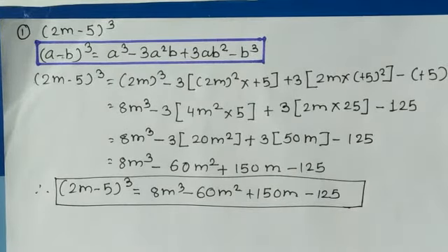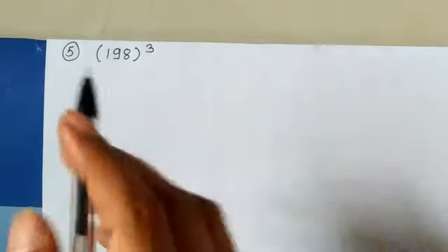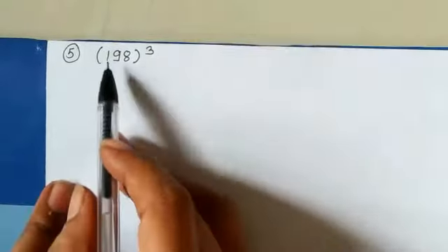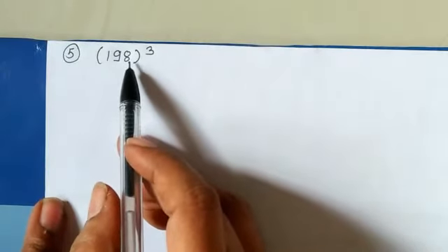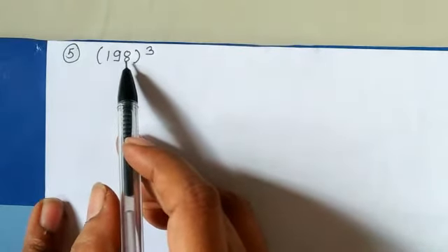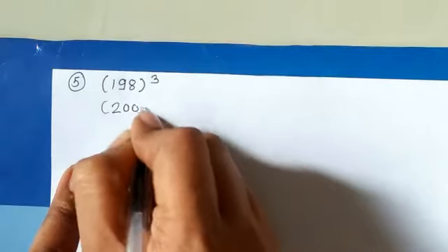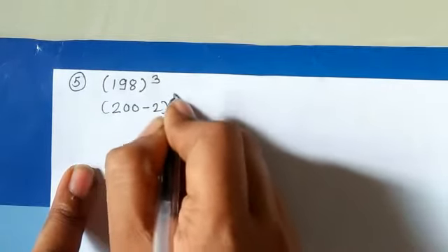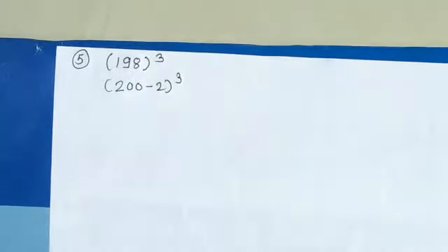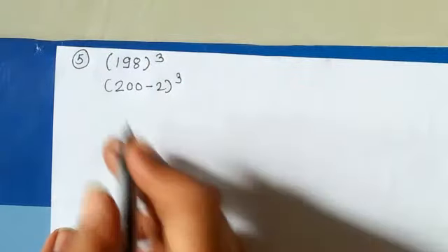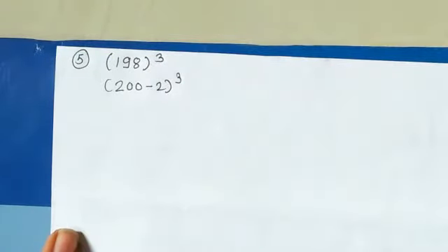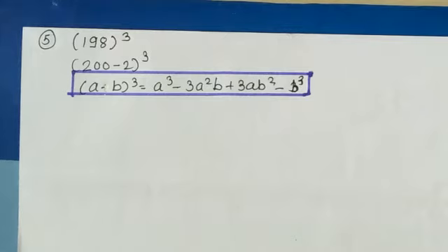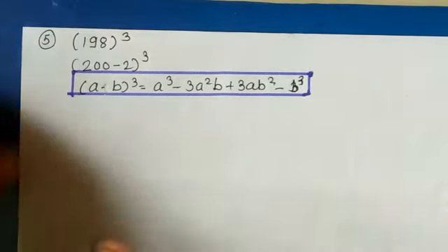If you want, you can take the screenshot. Now students, let's go with the next number. The fifth question is 198 cubed. So 198, it means 200 minus 2, its cube, that we are going to find. So how are we going to expand that? In the same way, again we have to write the formula. Let's go ahead with the next step.